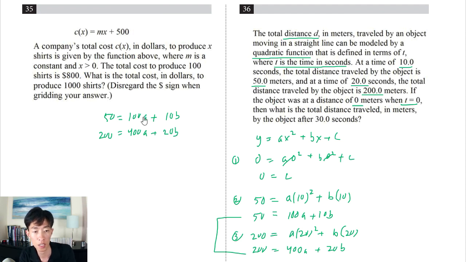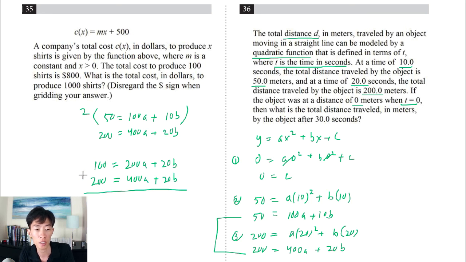What I'm going to notice is that I have 20b here and 10b here. So what I'm going to do is multiply the top equation by 2, and then subtract the top equation from the second. So let's multiply it by 2 first. So that's going to give us 100 equals 200a plus 20b. And I'm going to rewrite the second equation: 200 equals 400a plus 20b.